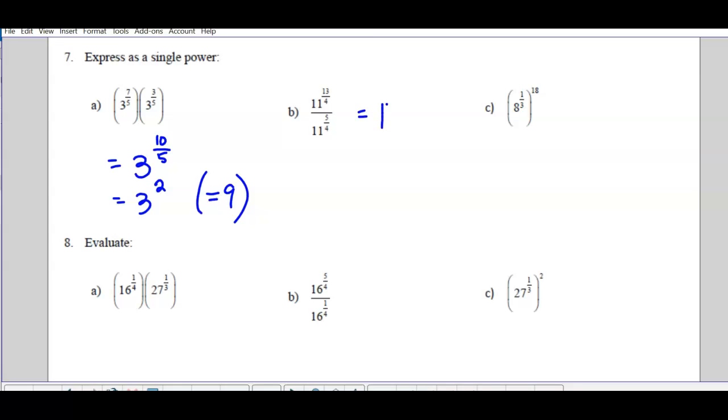And here, base is 11. Now you're subtracting, so this was adding. This is subtracting. So same denominator of 4. 13 minus 5 is 8. So that's squared as well. And 11 squared is 121.